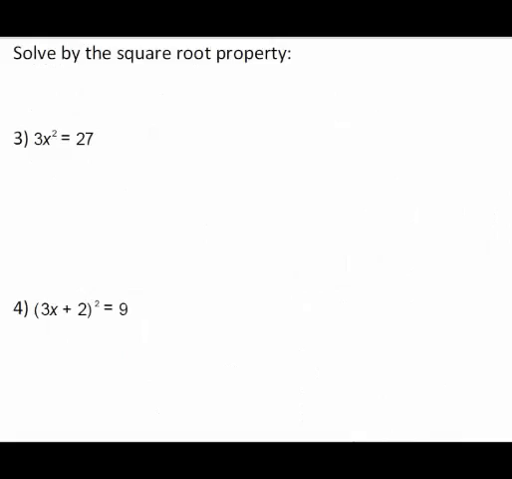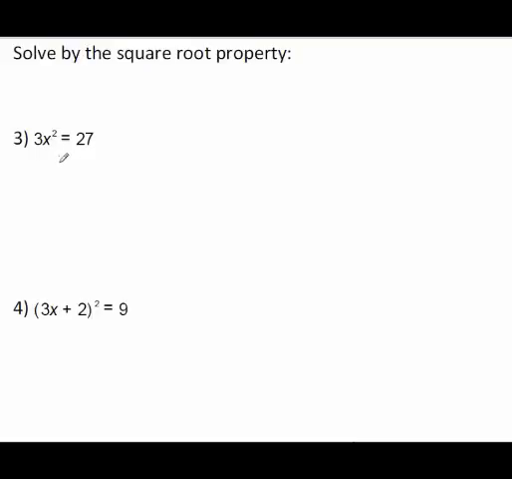Numbers 3 and 4 ask you to solve using the square root property. And the square root property is simply based on the idea that if you take the square root of an x squared, it will give you x. So you can use that method to solve the problem. When it works, this is actually the simplest method to do it. The way you do this is very simple.